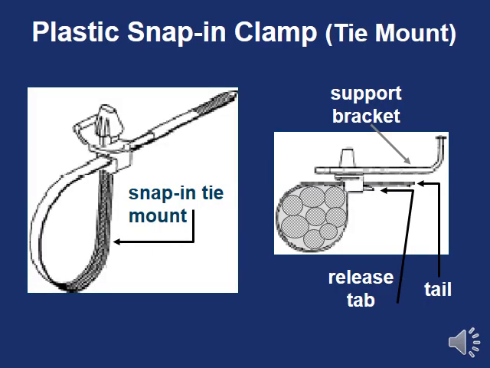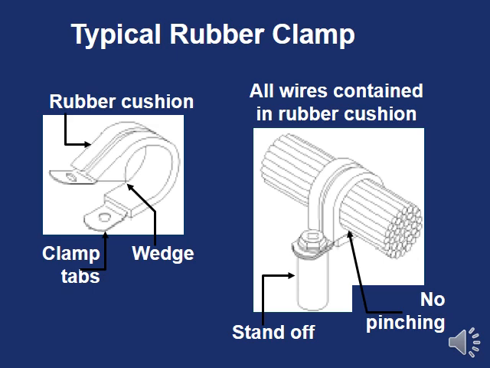I've not seen this on the aircraft, maybe you have, but if there are any plastic snap-in clamps, these should not be in high vibration or high heat areas. These are sort of like clamp zip ties, so if there's any kind of vibration, they could come loose. Rubber clamps sometimes have a wedge over here, so you need to make sure that there's no pinching as the wires pass through.